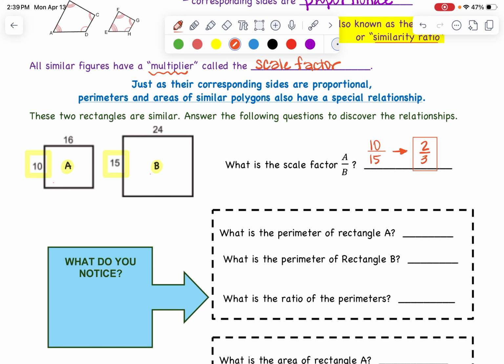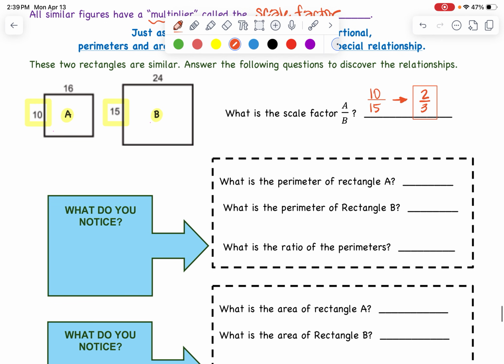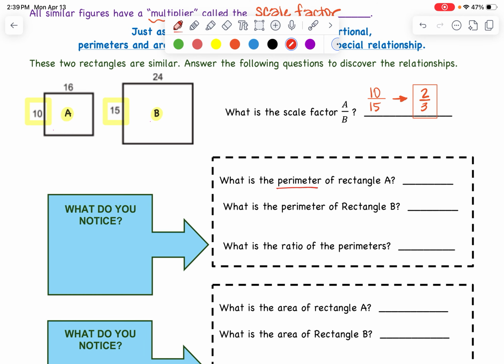All right, so now we're going to alter our rectangles a little bit and see what happens. It says, what is the perimeter of rectangle A? Remember, perimeter means to add up all the sides. So rectangle A would be 10 plus 16 plus 10 plus 16. That's going to give us 52. And then we do the same thing with the perimeter of rectangle B. So we have 39, and then times 2, so 78.